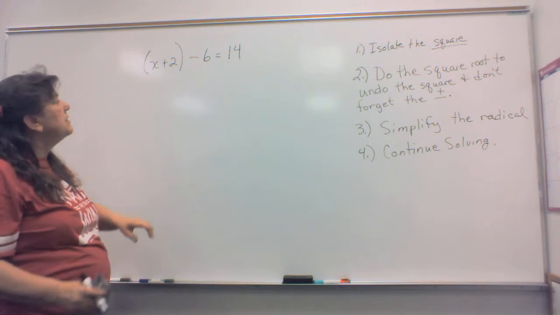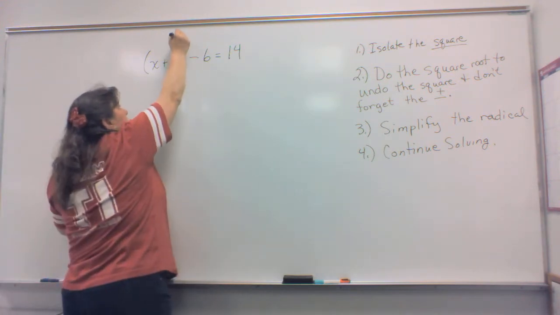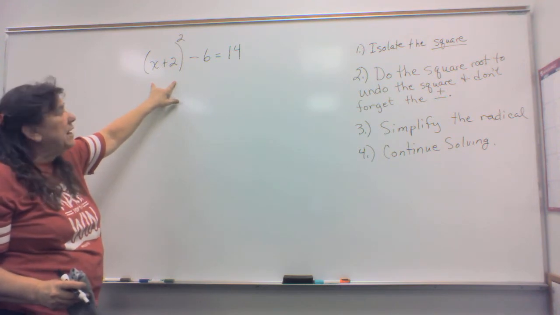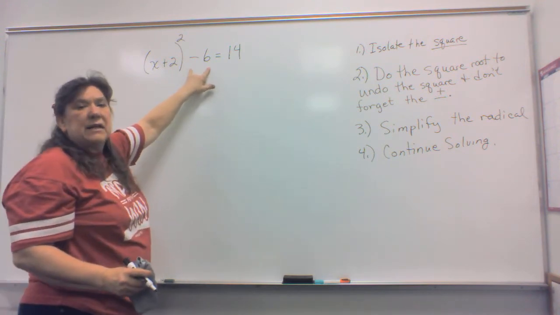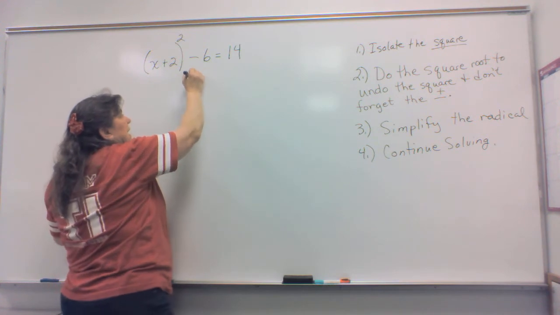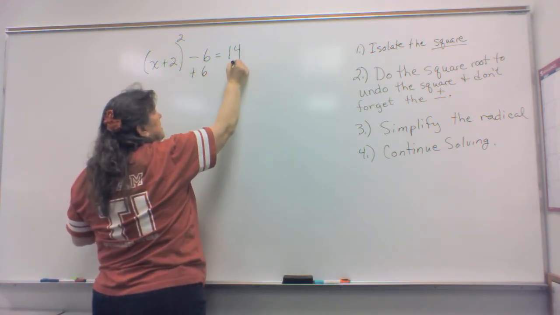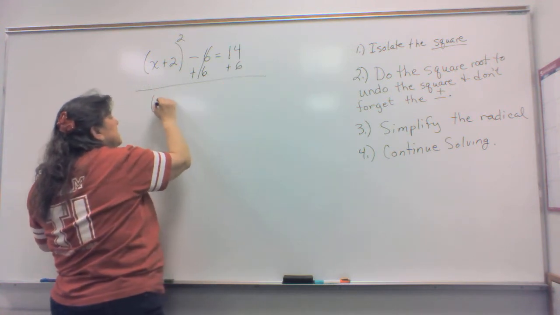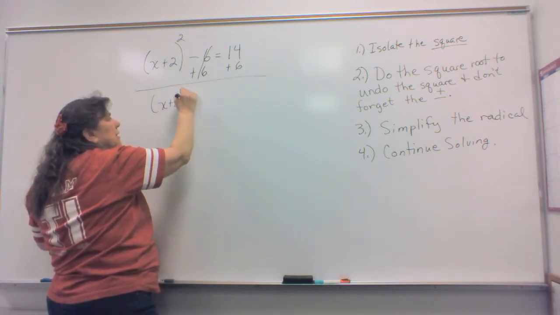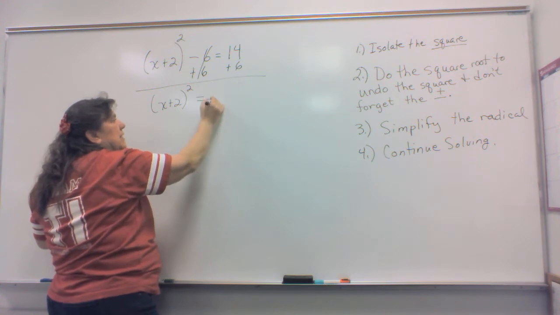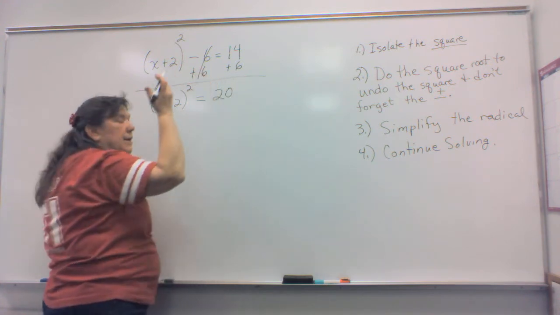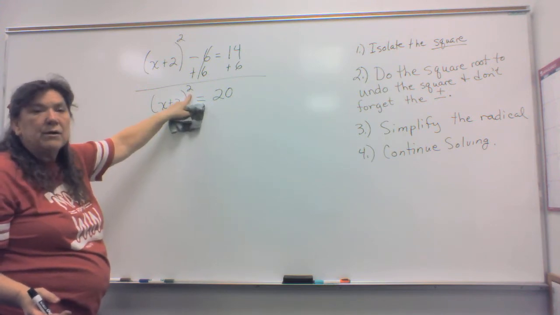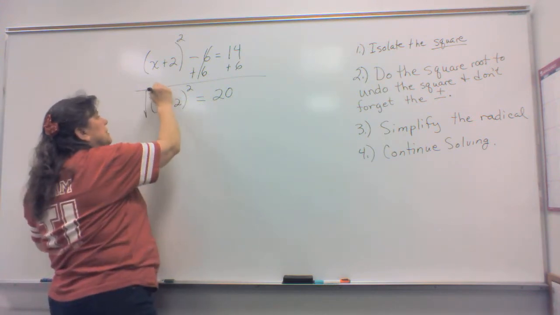Okay, on this one, my square is not yet isolated. So the first thing I'm going to have to do is isolate my square. So I'm going to add my 6 to both sides. And notice it's a like term, so I wrote it underneath, and I still have my x plus 2 squared is now equal to 20. Now it is isolated, so now I'm going to undo my square by taking the square root of both sides.